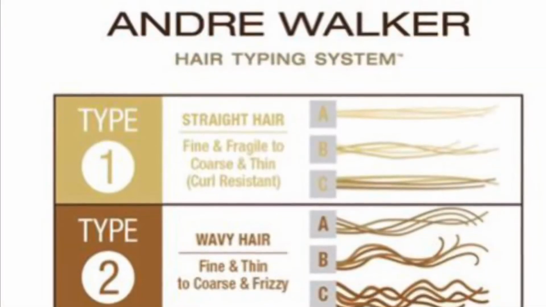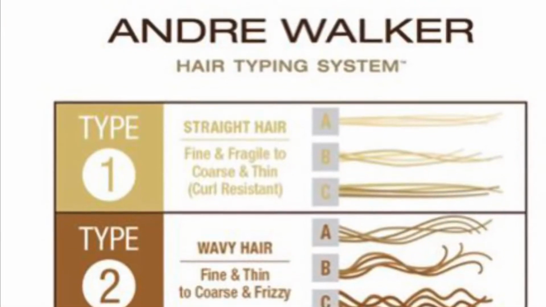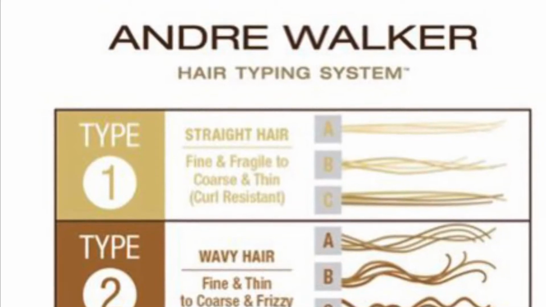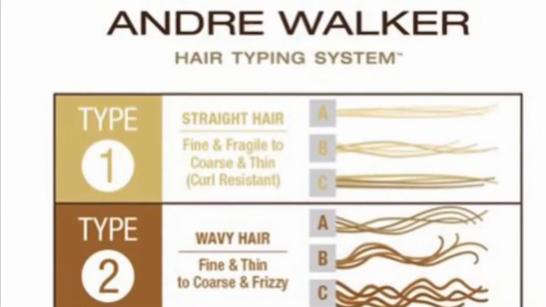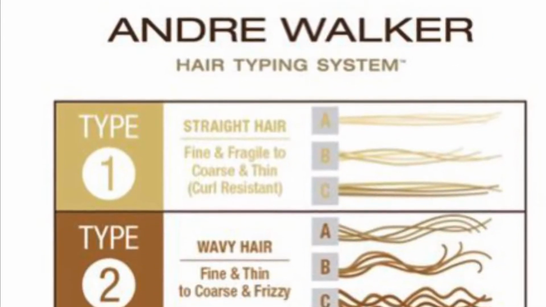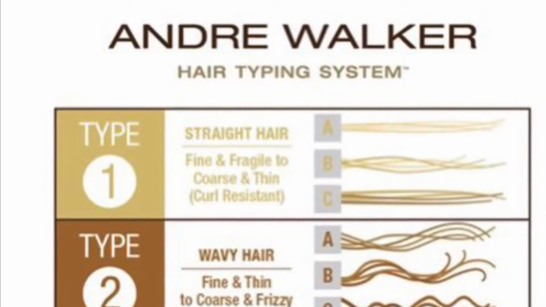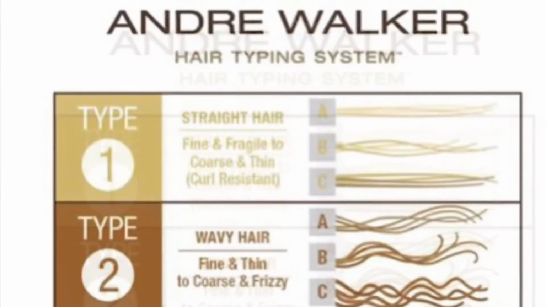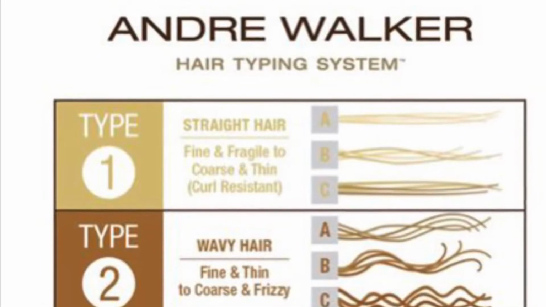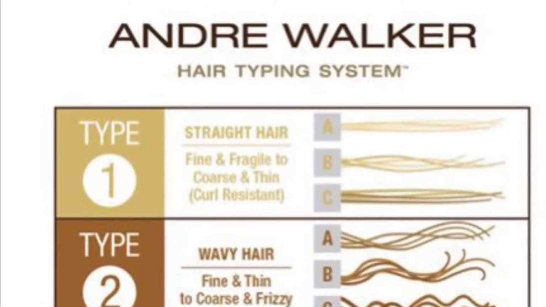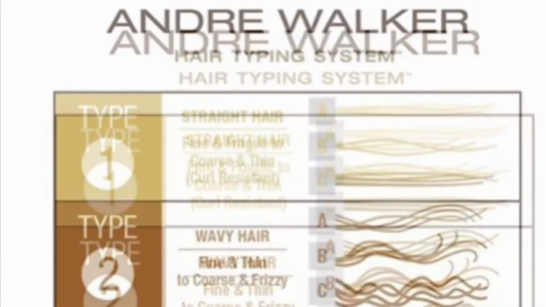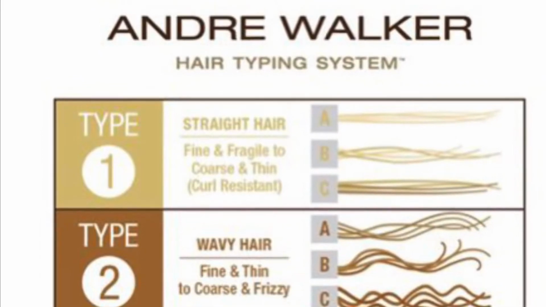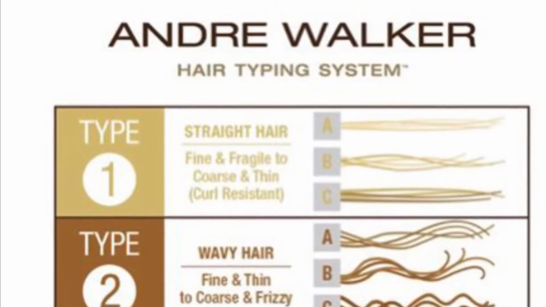So 1 is what you would consider straight, and you have 1A, 1B, 1C. And all of these come together to make the type 1 hair. And that is usually straight hair. It's pretty straight. It may have a little something at the end, and it may look like something when it's wet, but when it dries, it's going to be straight, or when you blow dry it, it's going to be straight.